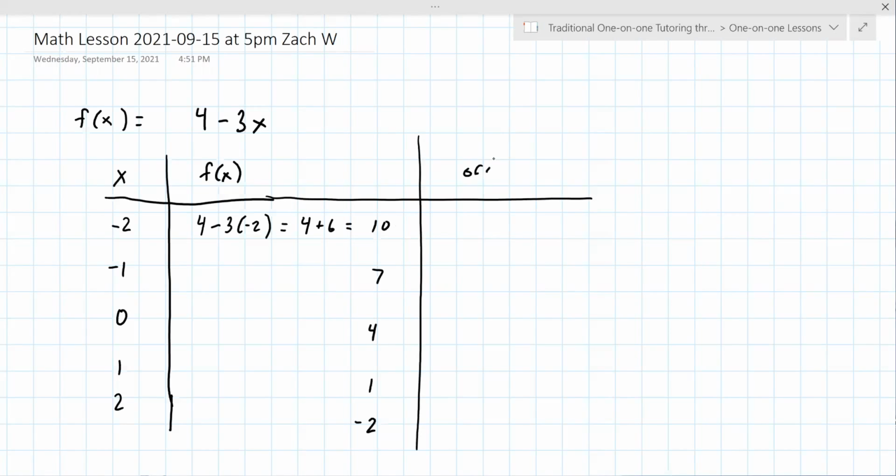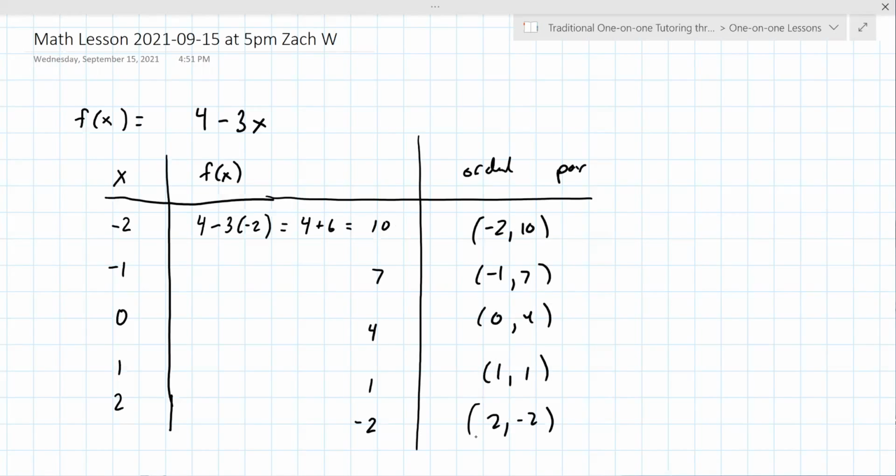So now what are the ordered pairs? -2 and 10, -1 and 7, 0 and 4, 1 and 1, and 2 and -2. Good. Okay. So now there's a bunch of things that you could do here. The first one is to graph these.